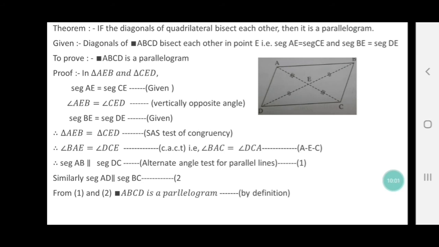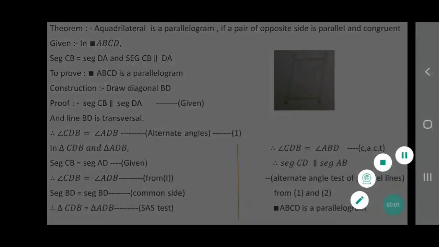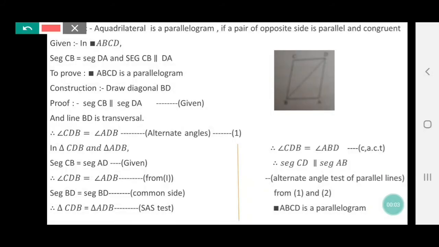Clear? Move on to the next theorem. Here we start with the next proof. A quadrilateral is a parallelogram if a pair of opposite sides is parallel and congruent. Now here what is given to us? A quadrilateral is given. The picture is not very clear, so I'll just write the vertices so that the points will be clear to you. So this is A, B, C, D, right?